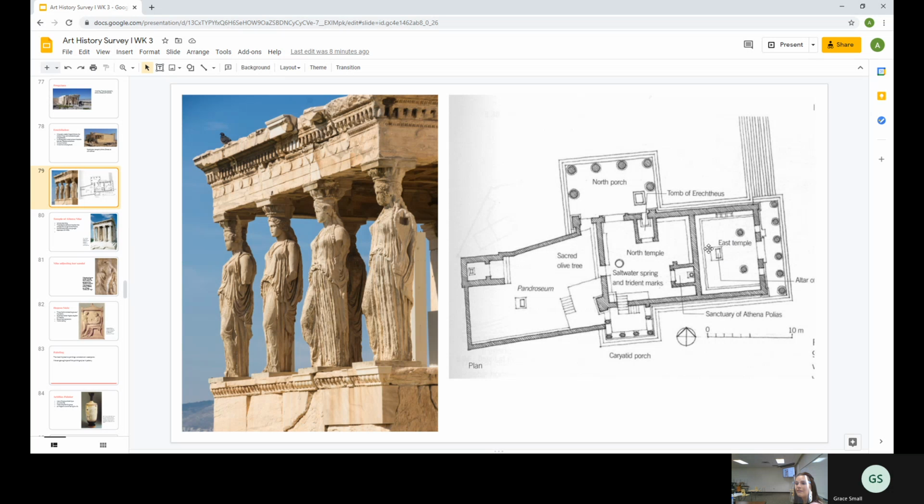You enter into the east side, one of the altars to one of the gods, the sanctuary of Athena Polias, where that wooden statue was kept. The saltwater well and olive tree are in a courtyard in behind. So your saltwater well is here, your sacred olive tree is here, the caryatid porch over here, one of the tombs here, and there's another tomb, it's not marked, it's back here, to one of the other kings of Athens.